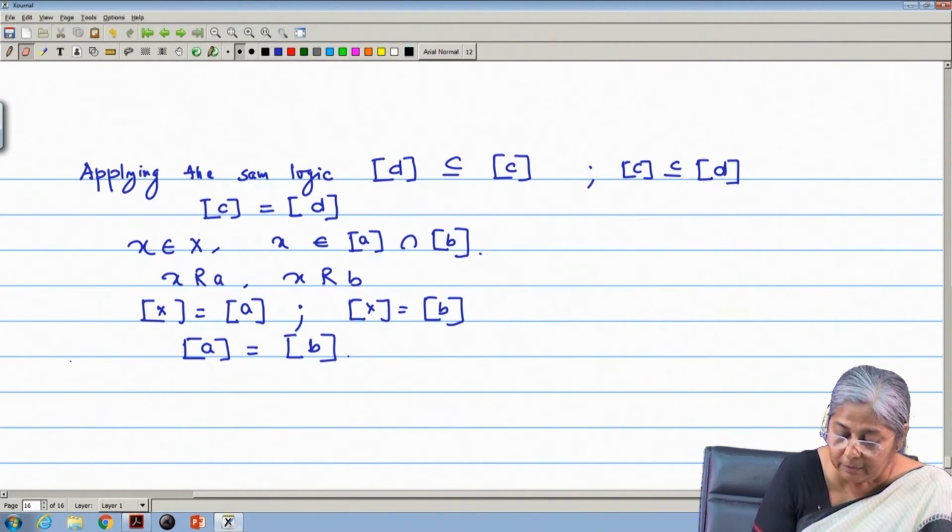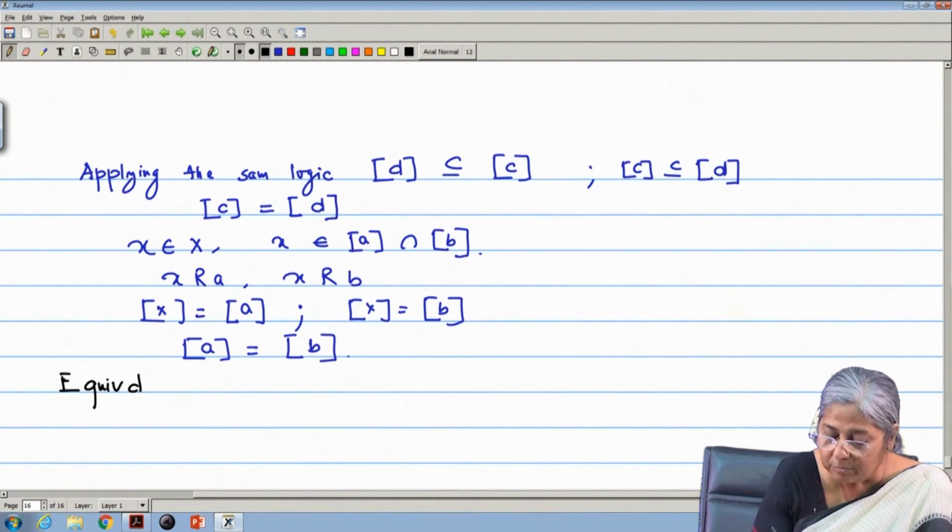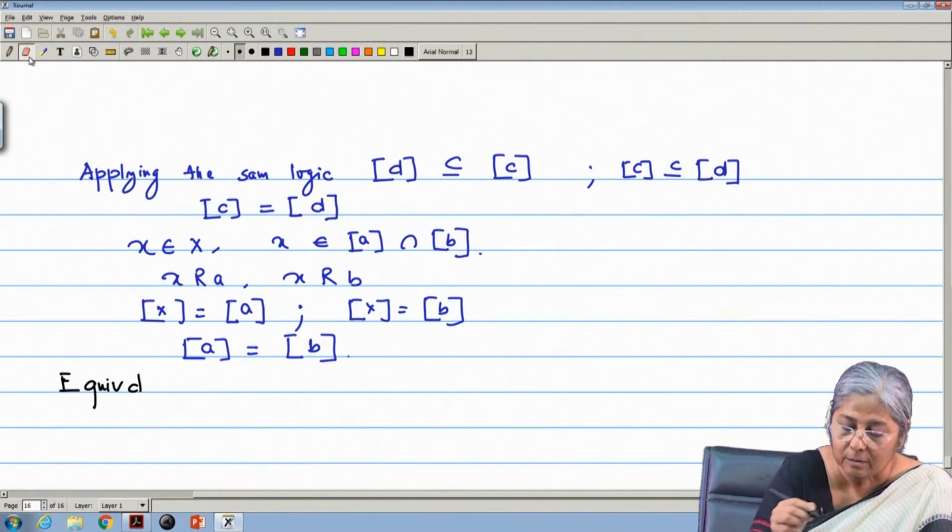Now, I give another definition, of equivalence class. This is very much related to this equivalence class.